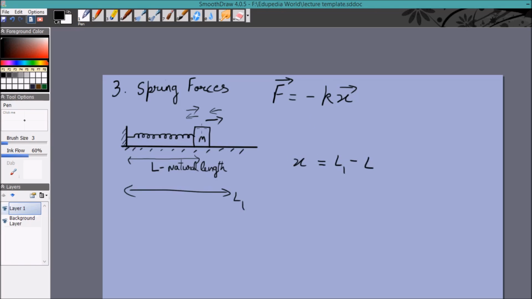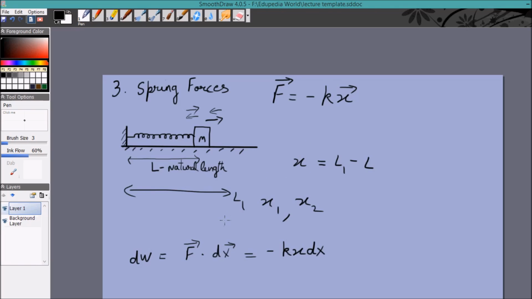Okay, so let's say the spring is initially at an extension x1, and finally I apply an even greater force towards the right and make it an extension x2. What is the total work done in this case? So the differential amount of work done will be F dot dx, which will be minus kx dx, right? Because F is minus kx.